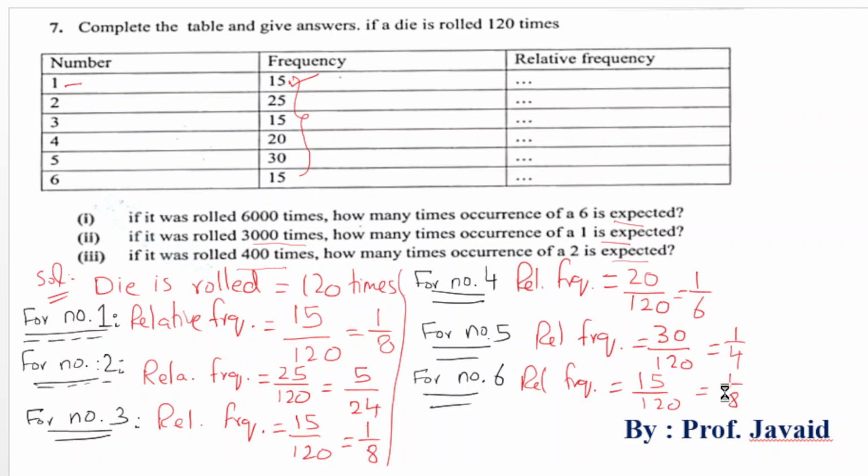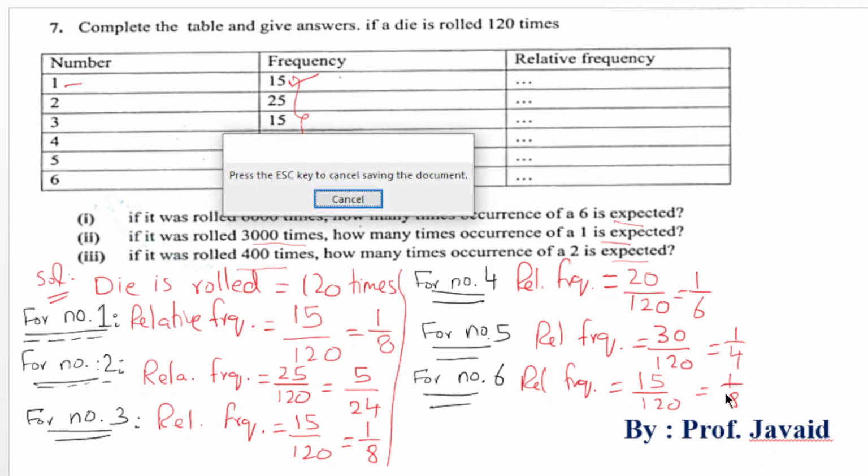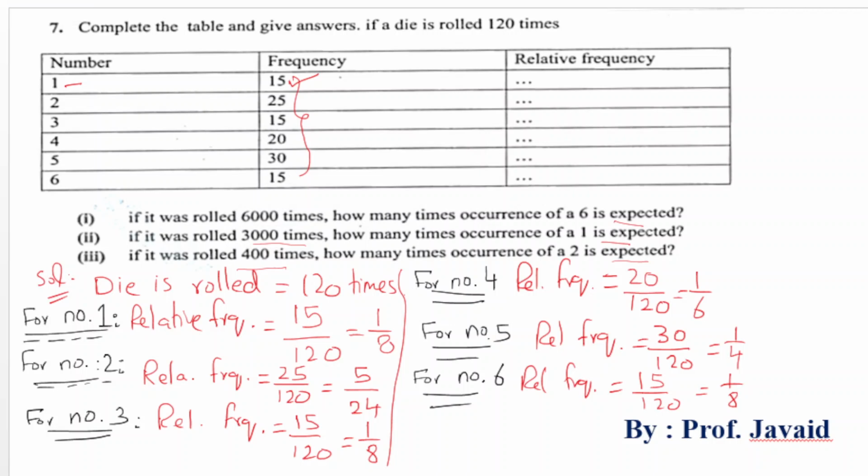I hope until here you understand. Now the next part, what is given to us? They are asking that if it was rolled 6,000 times, how many times is the occurrence of 6 expected? So where is 6? This is 6. For 6 it is 1 by 8. So what we have to do is multiply 1 by 8 by 6,000. We will write the expected frequency of occurrence of 6.